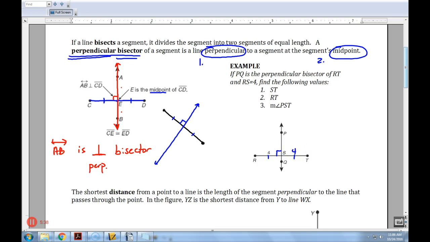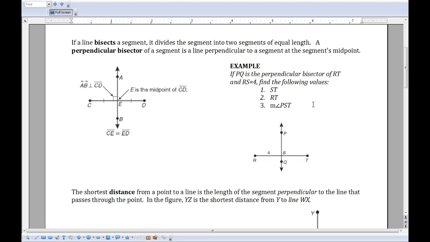Well, number 1 says, what is the distance from S to T? Well, the distance from S to T is 4. What would the distance be from R to T? Well, R to T is the entire length, so it would be 4 plus 4, or 8. And what would be the measure of angle PST? PST is right here, and that is also going to be 90 degrees. So pretty easy example, no algebra, just knowing the idea of what it means to be a perpendicular bisector.